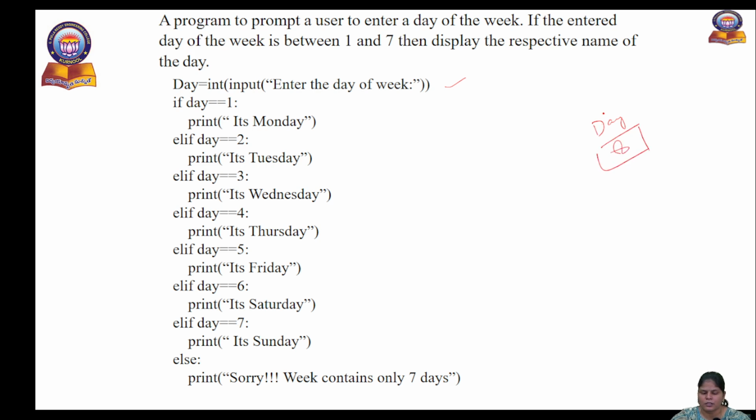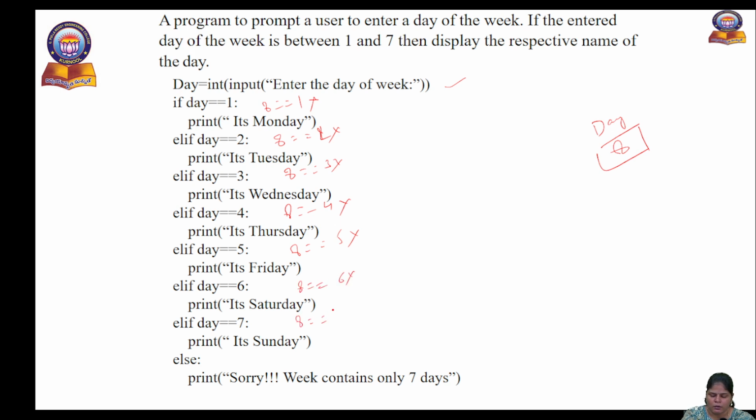So first it will check 8 equal to 1, false. Again it goes to the next condition, 8 equal to 2, false. 8 equal to 3, false. 8 equal to 4, false. 8 equal to 5, false. 8 equal to 6, false.